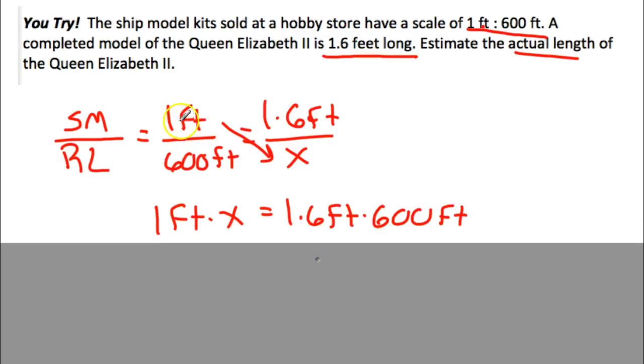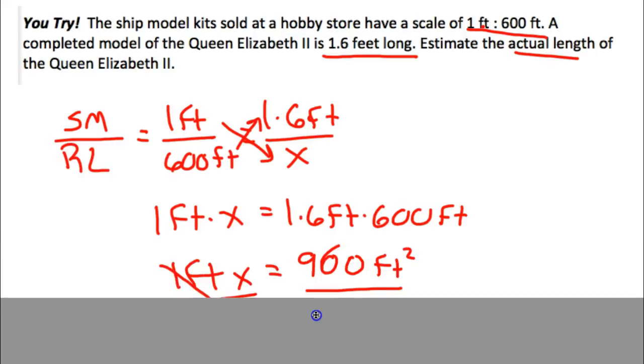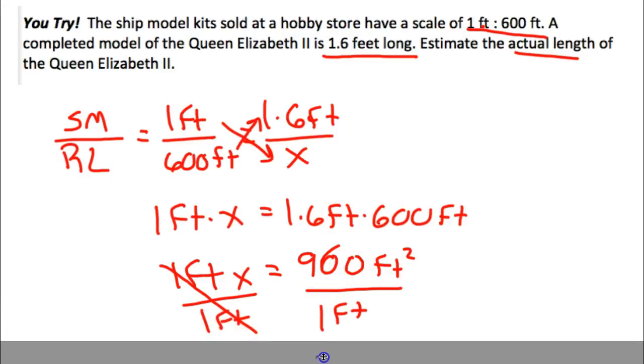Next I cross multiplied. 1 feet times x, 1 feet x. Then I did 600 feet times 1.6 feet. Bam, right there. After that I simplified. 1 feet times x is 1 feet x. 1.6 times 600 is 960. Feet times feet is feet squared. Then I isolated x by dividing by 1 foot on both sides.